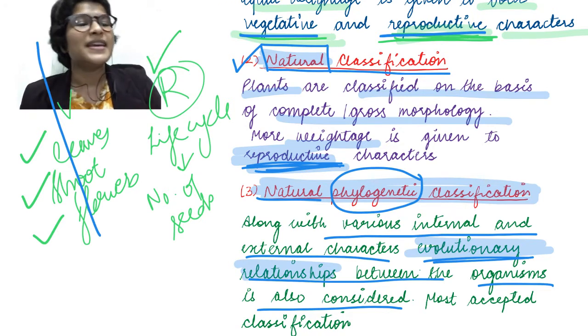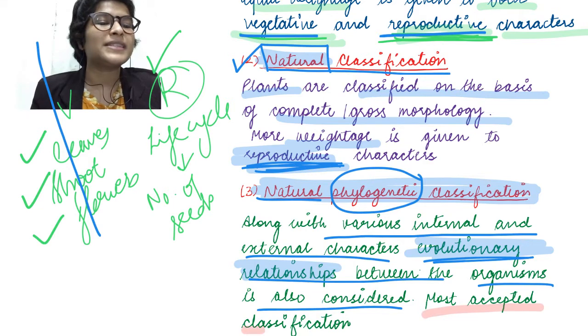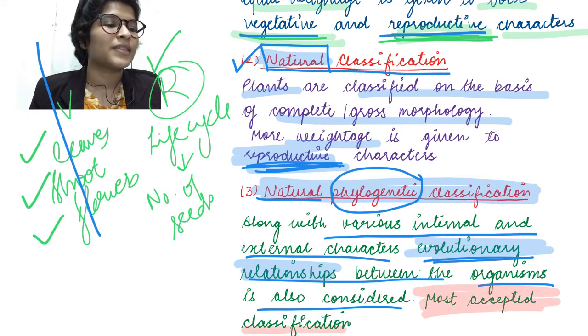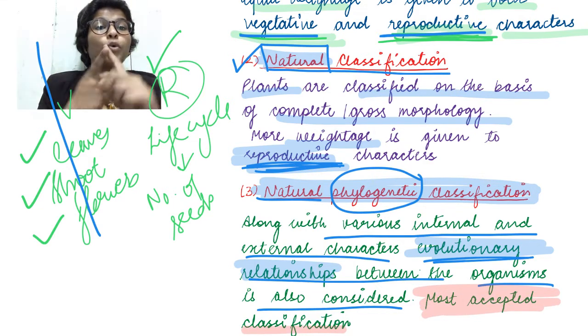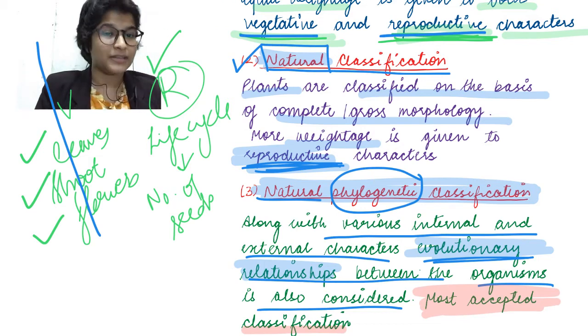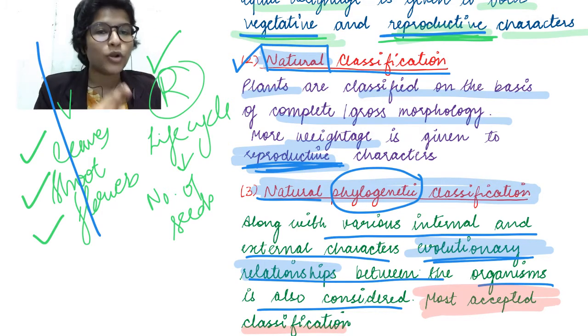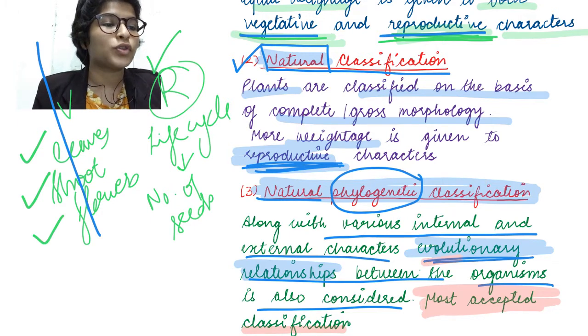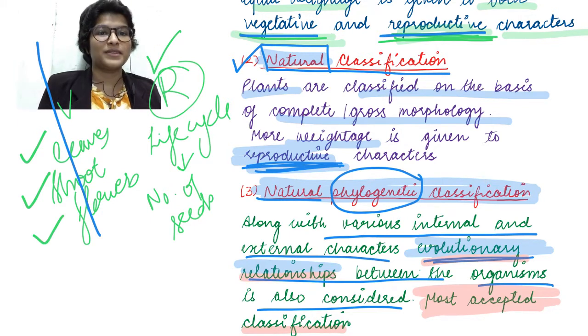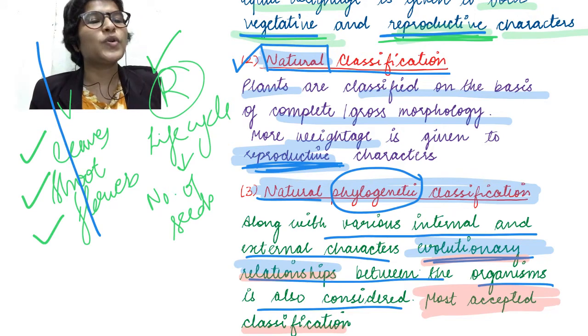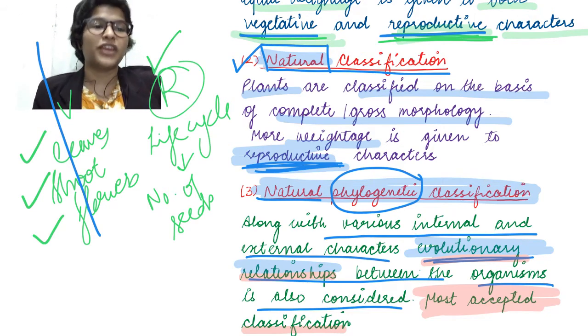That is why this is the most accepted classification, because it gives more weightage to reproductive characters, considers the entire gross morphology, and also has focus on the evolutionary relationships. Okay. So these were the three main types of classification systems.